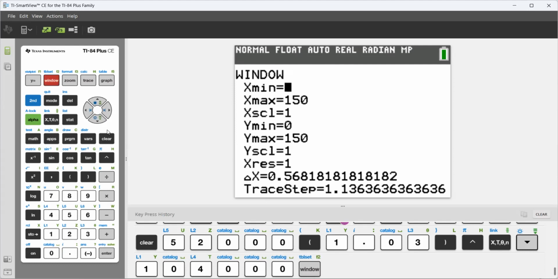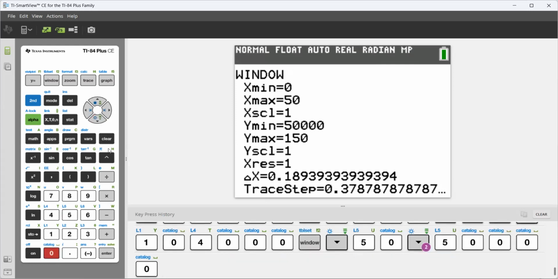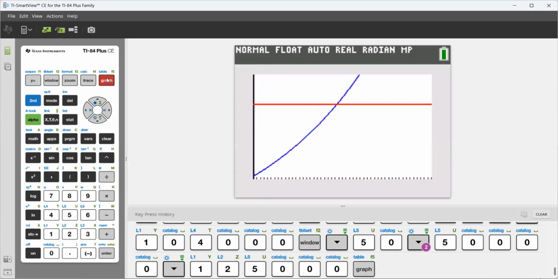Now, if I go to my window, because this is a practical problem, I'm going to do 0 to 50 for x, which is my time, right? And then for my y, those are going to be very big values. So remember, our initial is 52,000, so we might as well start from 50,000. And then it goes to, let's do 125,000. Look at what I have. Wow. So it's all about setting up your window right.